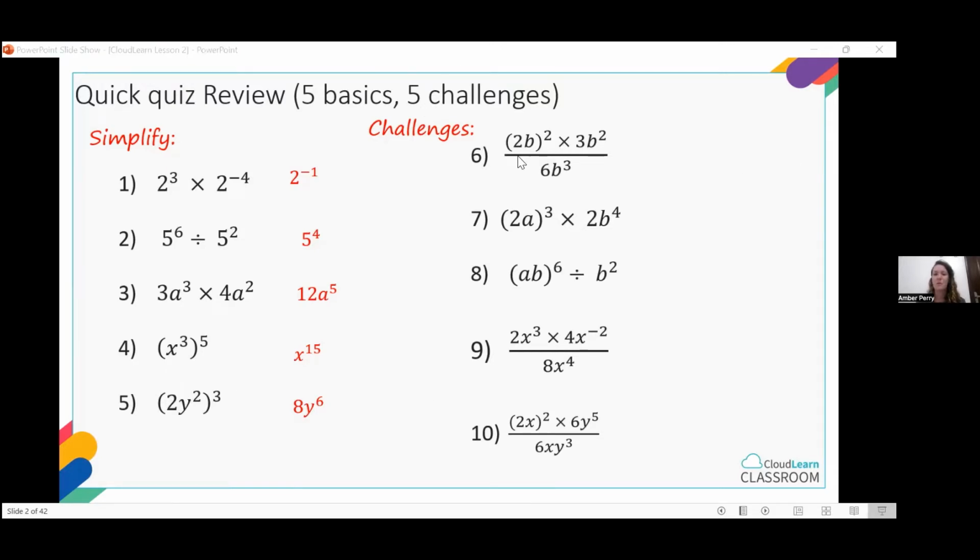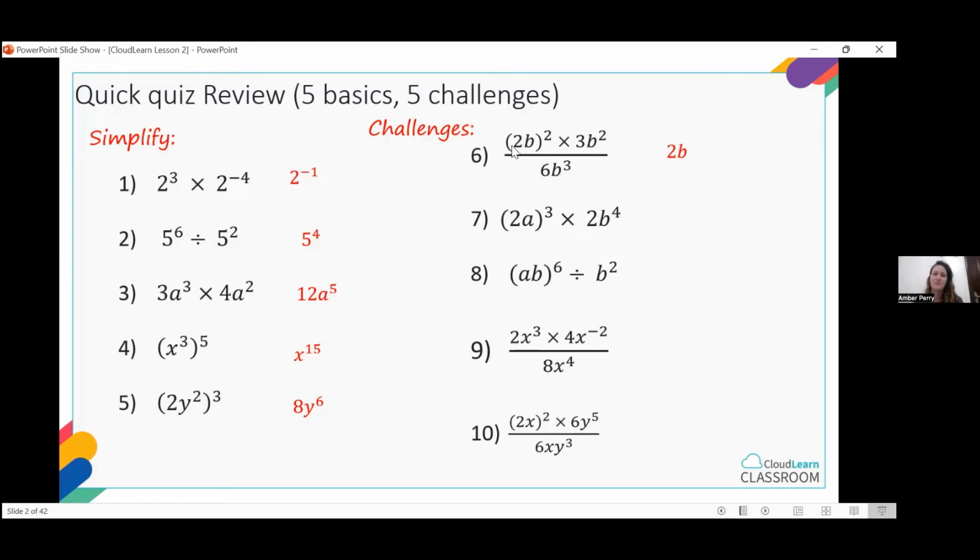I'm just going to quickly run through the answers for this one on the challenges. A bit more complicated, but very much exactly using the same laws. It's just that you need to apply them a few times here. For example, you've got a bracket law, then you've got the law of multiplication, and then you've got the law of division. So quite a lot to do with this one. So the answer to question 6 was 2b. So if you did have a go, just have a check your answers now.